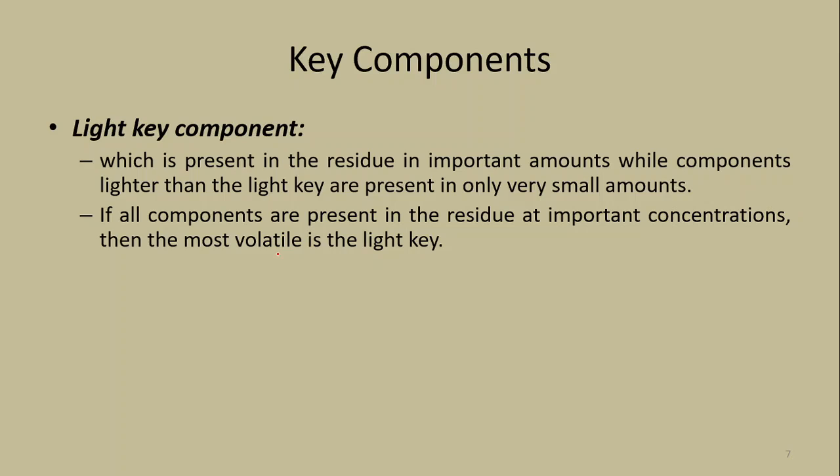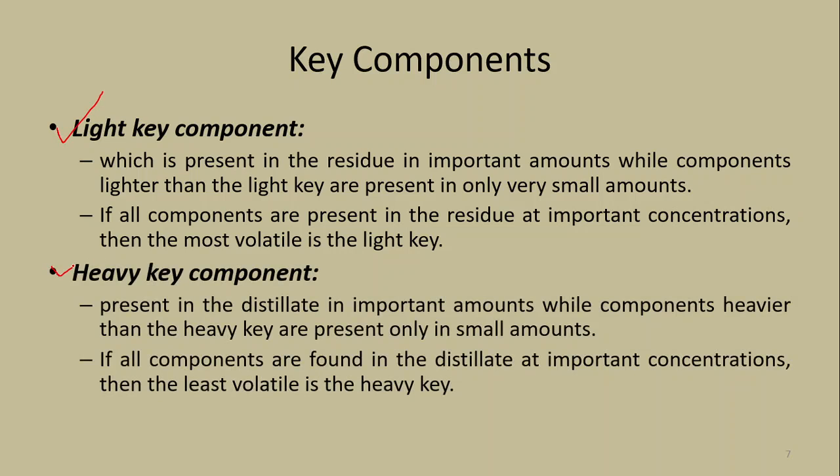So before going into the details of multi-component distillation, let us know about the key component concept. Basically there are two components: one is the light key and one is the heavy key component. These two are the components in multi-component distillation. So what is the meaning of light key? Light key means it is lighter in nature. Normally, lighter in nature means that in the distillation column the light will always be in the distillate and the heavy will always be in the bottom. The light key is present in the residue in important amounts, while the components lighter than the light key are present only in a very small amount. That is the concept of light key.